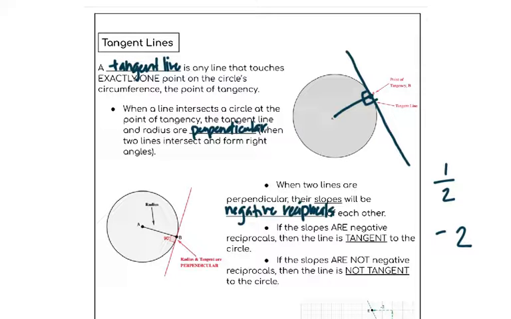So your radius is going to have a slope, and your tangent line is going to have a slope. Both of those slopes have to be negative reciprocals of each other. This kind of goes without saying, but if the slopes are negative reciprocals, then the line is going to be tangent to the circle. If the slopes are not negative reciprocals, then the line is not tangent to the circle. So that's very important.